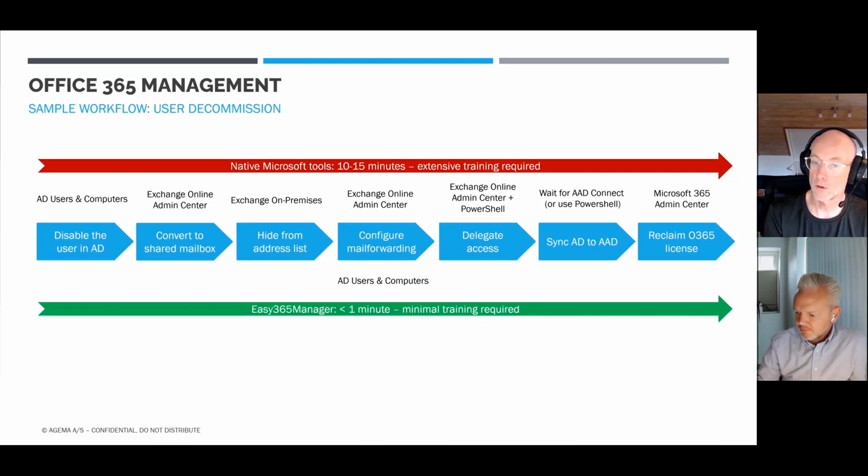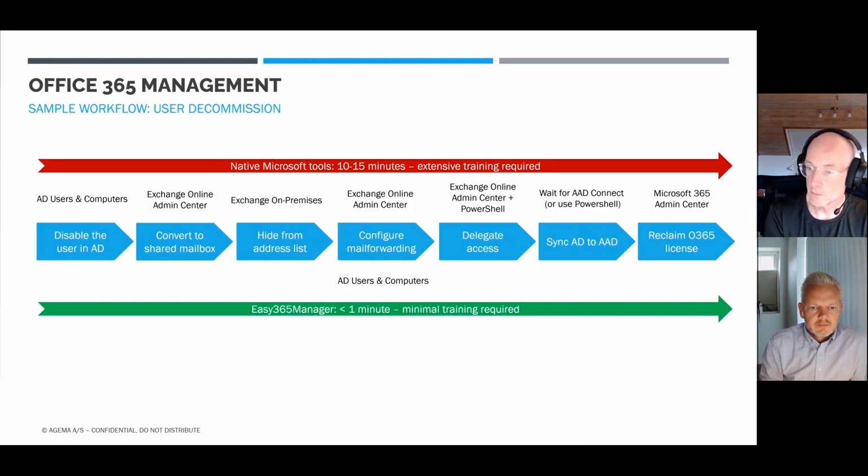Then you would probably synchronize your Active Directory changes, such as disabling of the user account. You want to synchronize that to Azure AD so that it's quickly disabled also in that environment. And then finally, you'll want to reclaim the Office 365 license. And as you can see in this slide, if you use the standard tools, that will take you on a big tour of various Microsoft admin tools. You'll be looking into AD Users and Computers. You'll have to log into your Exchange Online Admin Center. You'll have to log into your Exchange on premises.